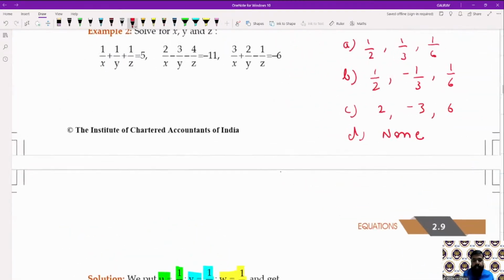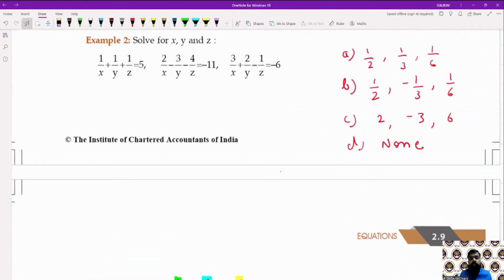So what are we getting? In place of x, we are substituting 1 by 2. So 1 upon 1 by 2 plus 1 upon 1 by 3 plus 1 upon 1 by 6. So what are we getting? 2 plus 3 plus 6, that is 11. On the other side, it is 5. They are not equal. Hence, option number A is not correct.